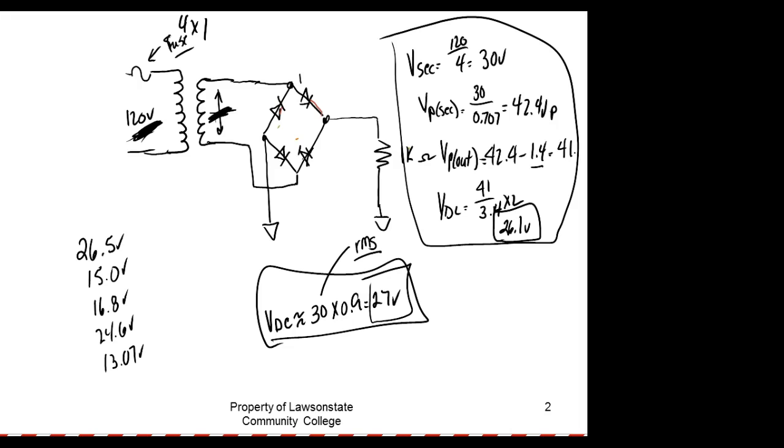Either one of our diodes is open. So if one of our diodes is open, what happens to our power supply? Well, we turn into a half-wave rectifier minus 1.4 volts. That means if you lose one of these diodes, your voltage drops way down.